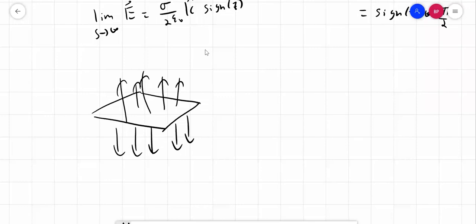This is exactly what we found when we did a similar calculation with a charged circle. All right, one part down, 2 parts to go.